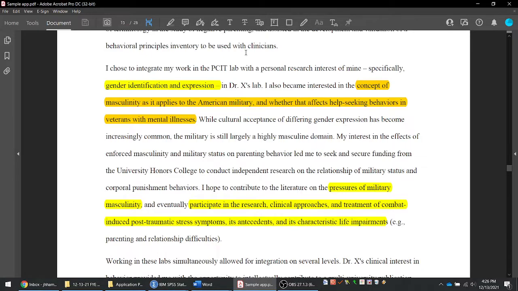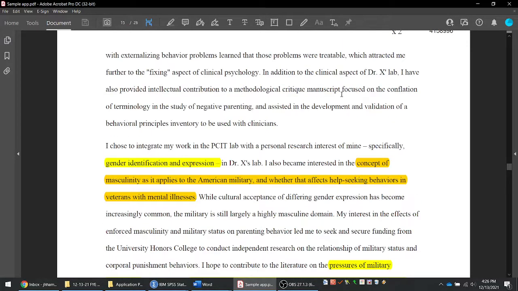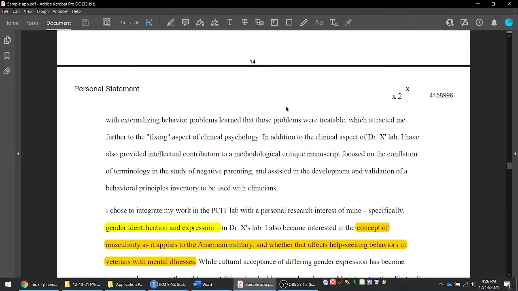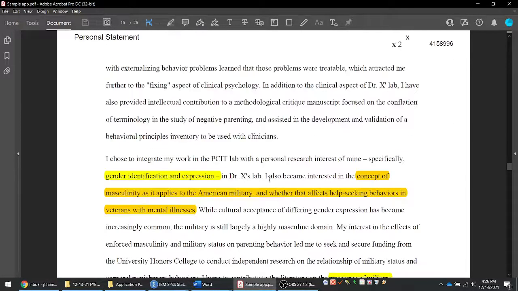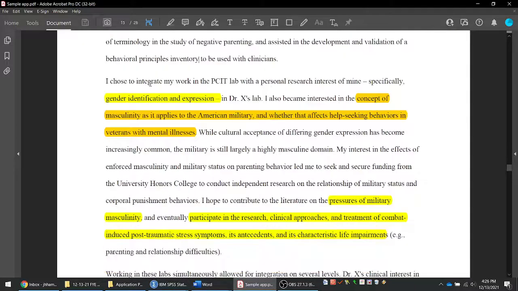So it doesn't mean that it shouldn't be here. It just makes them stand out less, right? It's less about the unique pieces of her. I'm not learning about unique pieces of her when I'm reading this. This is a little less interesting. Choose to integrate my work with my personal research interests of mine. Okay, good stuff, good stuff.